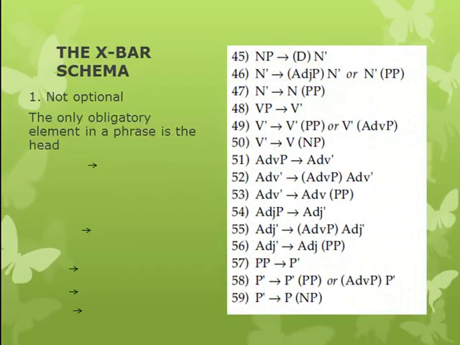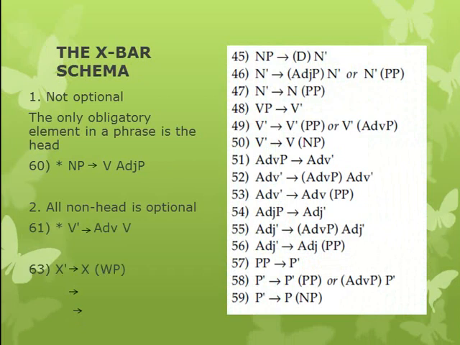Okay, so from those we know these rules, the new rules with X-bar theory. From these rules we can see that there are two important things. The first one is that in the rules there is an element that is not optional. So the only obligatory element in the phrase is the head. Just like in noun phrase we have noun bar, and then in verb phrase we have verb bar, and then in adverbial phrase we have adverb. In adjective phrase we have adjective, and then in prepositional phrase we have preposition.